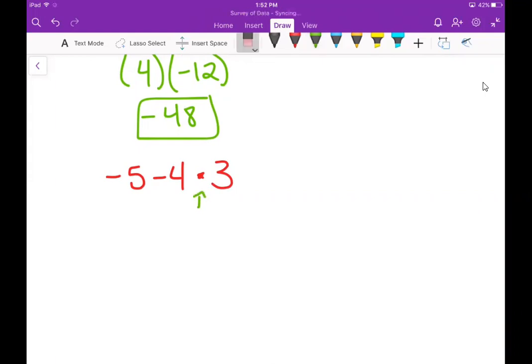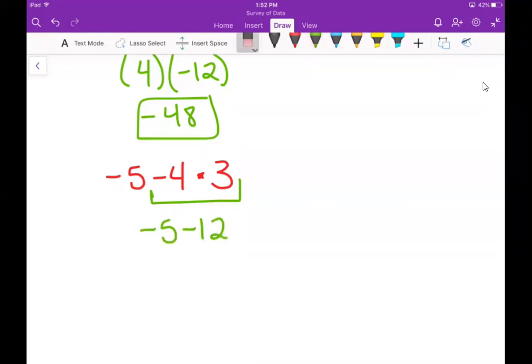So the first thing I need to do is focus on the multiplication problem, which is -4 times 3. So my -5 just comes down, and I need to take -4 times 3. A negative times a positive is a negative, so I have -12. That negative is holding that place of the minus sign as well. Now I have one last operation, which is to subtract. Sorry, I need to change my color here just to make sure we know this is part of the same problem. So -5 minus 12.